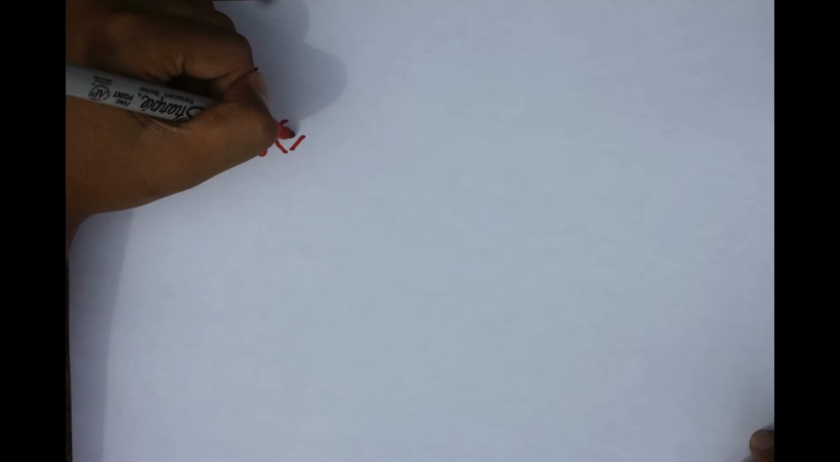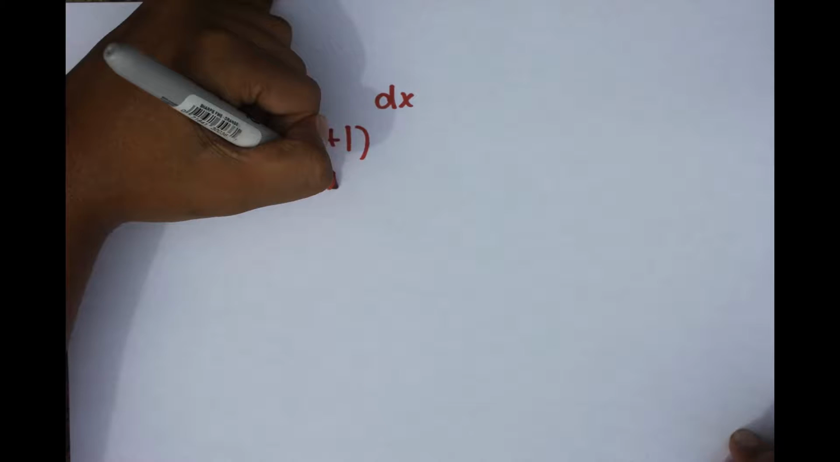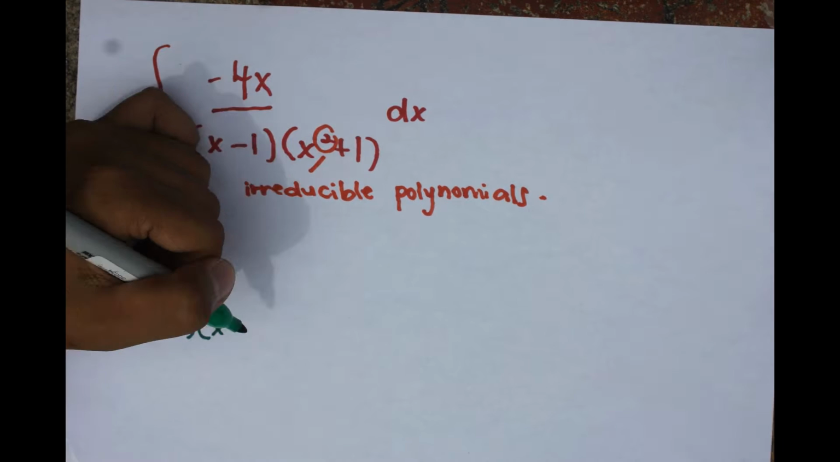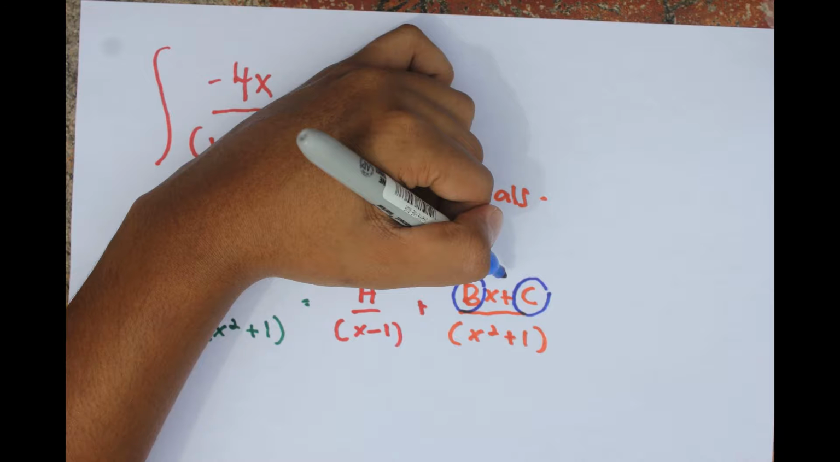For example, if you see this integration of this polynomial, it has x squared plus 1. And this x squared plus 1 is called an irreducible polynomial, which means it cannot be further factorized. To solve this problem, we should introduce an extra variable to the numerator, like this.